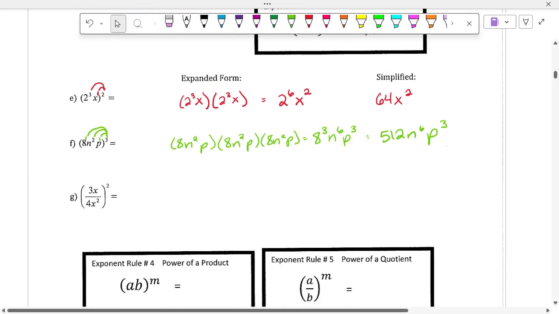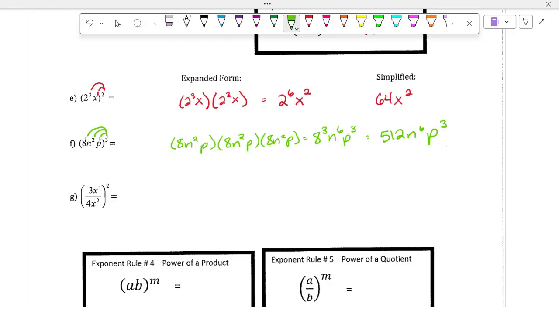So this last one, all right, there are 2 ways you can go about this. Well, let's just expand it. So this would be 3x over 4x squared times 3x over 4x squared. Remember, if you are multiplying fractions, you multiply straight across. This would be 9x squared over 16x to the fourth.